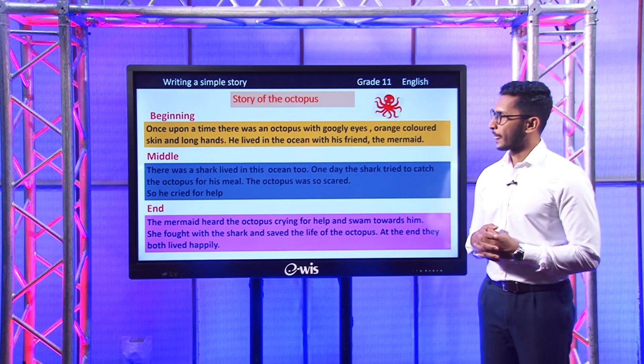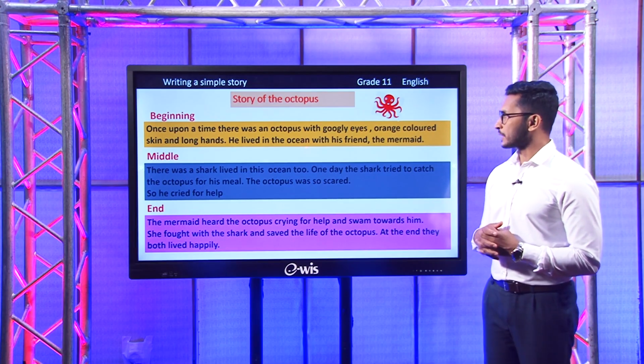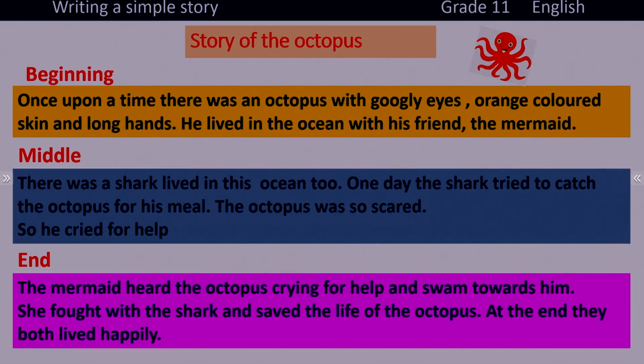Shall we read it? Once upon a time, there was an octopus with googly eyes, orange-colored skin, and long hands. He lived in the ocean with his friend the mermaid. There was a shark lived in this ocean too. One day, the shark tried to catch the octopus for his meal. The octopus was so scared, so he cried for help. The mermaid heard the octopus crying for help and swam towards him. She fought with the shark and saved the life of the octopus. At the end, they both lived happily.